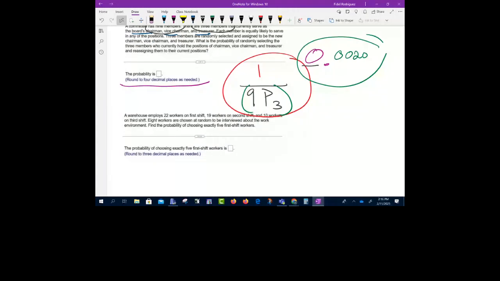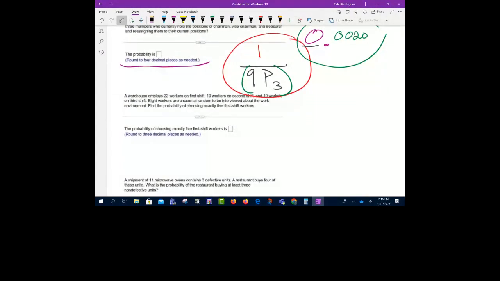Okay. Now, let's take a look at the next question here. Again, I'm still looking for probability here, y'all. So I already know my answer is going to be 0 point something, okay? It says a warehouse employs 22 workers on the first shift. So it's 22 people on shift 1. There's 19 people on shift 2. And there's 10 people on the third shift, okay?